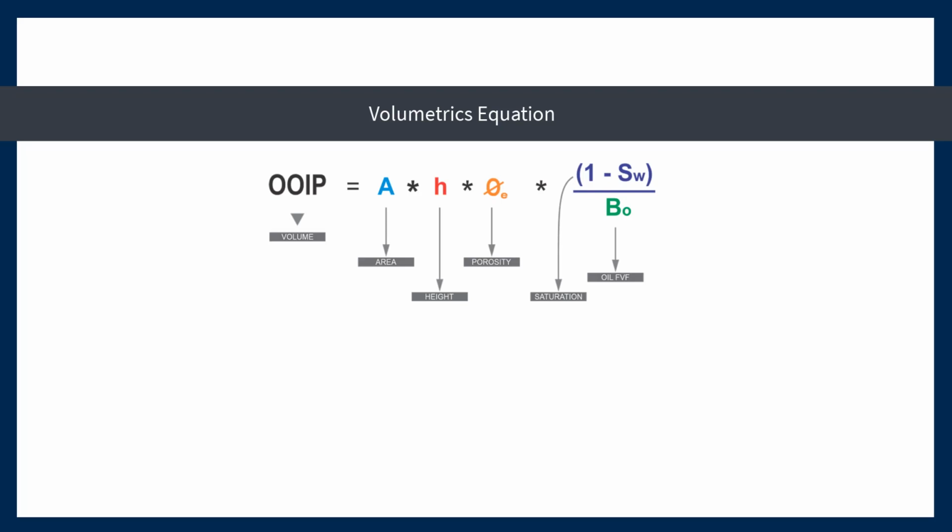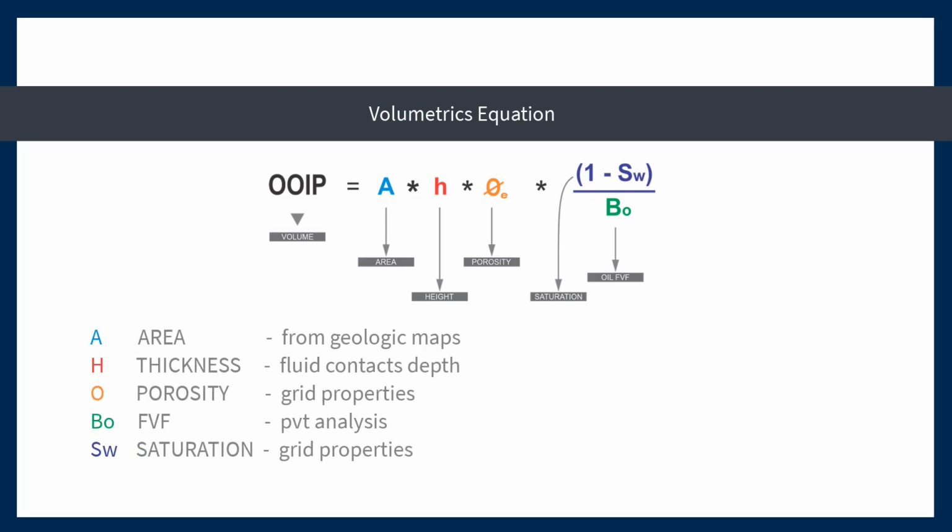So beginning with area, the area information is normally gotten from the geologic map in the static model. Then the next variable, which is thickness, that is H, is computed from fluid contact depth. Then we have porosity from grid properties, also from the static model. Then we have formation volume factor represented by BO, and this one is gotten from your PVT analysis. Then finally we have fluid saturation, in this case initial water saturation, and this information may also be extracted from grid properties in the static model.